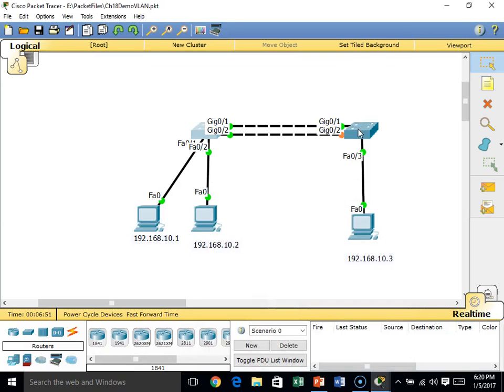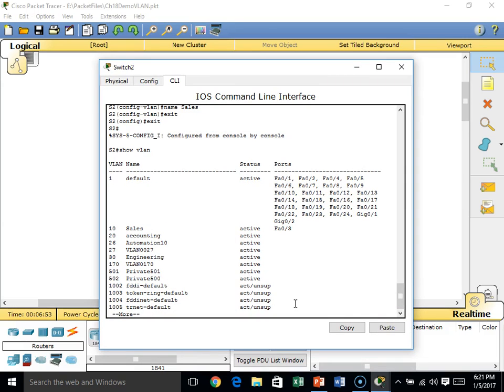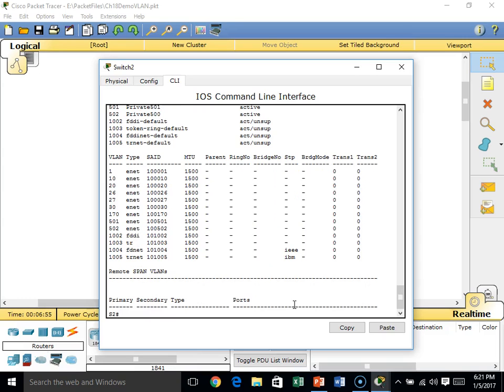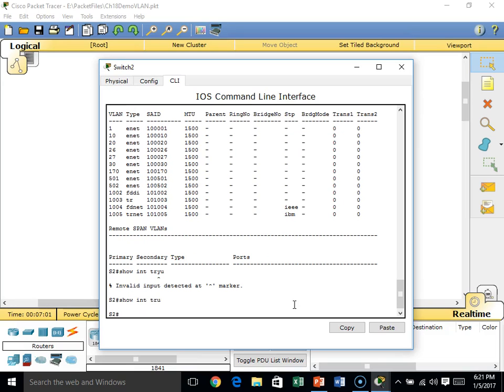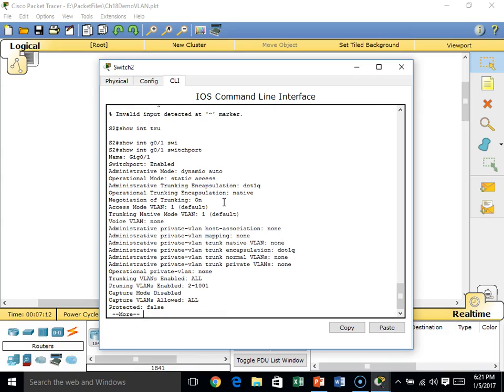If we go over here and show interface, I spell it right, don't you? There are no trunk ports. Let's show interface gig 0/1, and I think it's switchport.